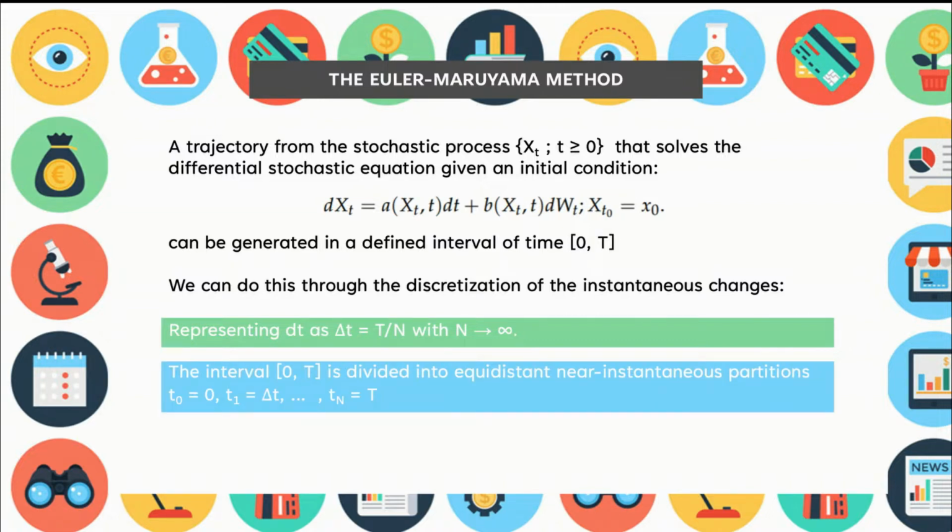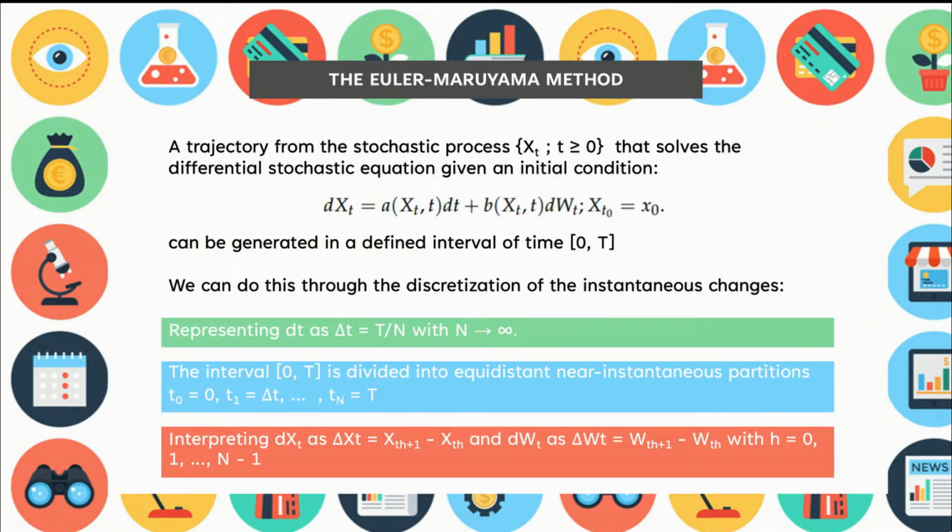The interval between 0 and t is divided into equidistant near instantaneous partitions t0 equals 0, t1 equals delta t, up to tn equals t, and interpreting the derivative of x as delta xt equals the difference between the following value of x and the actual value of x, and the derivative of wt as delta wt equals the difference between the following value of w and the actual value of w, with h equals 0, 1, up to n minus 1.